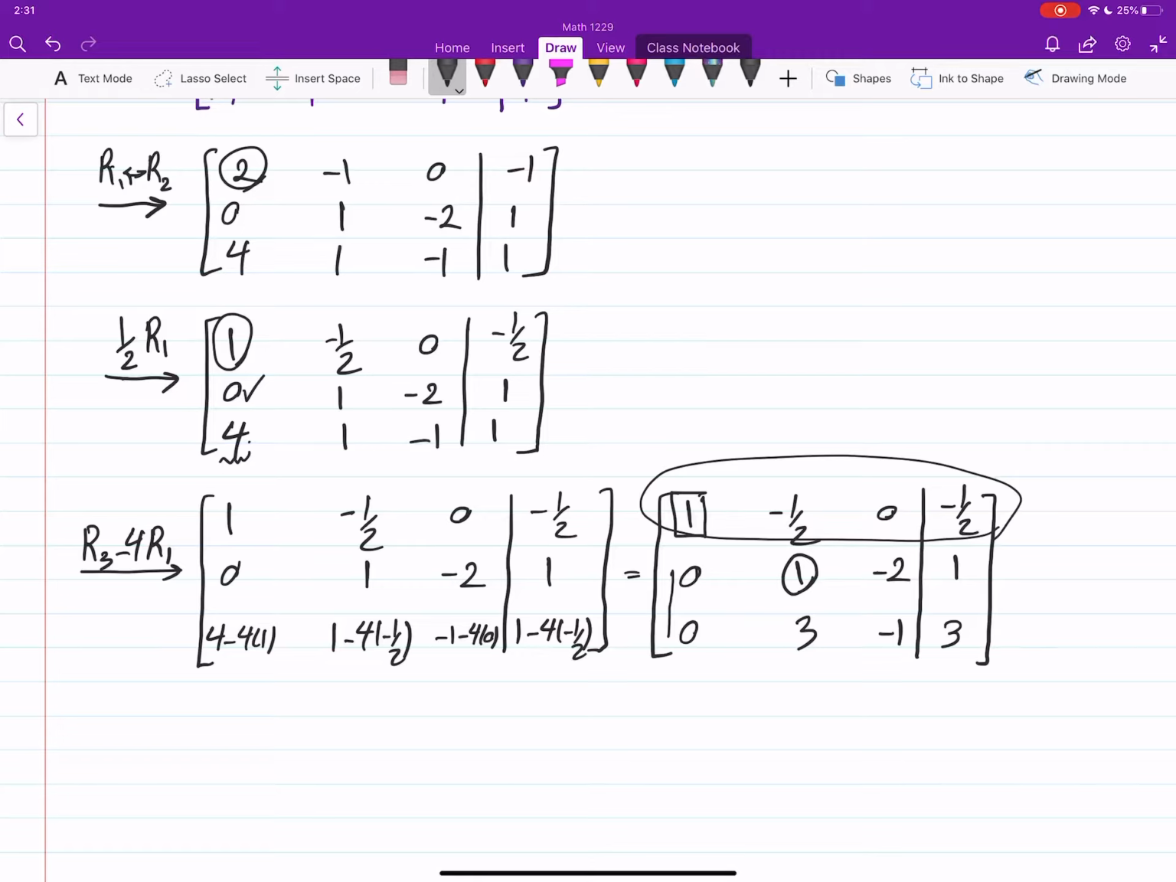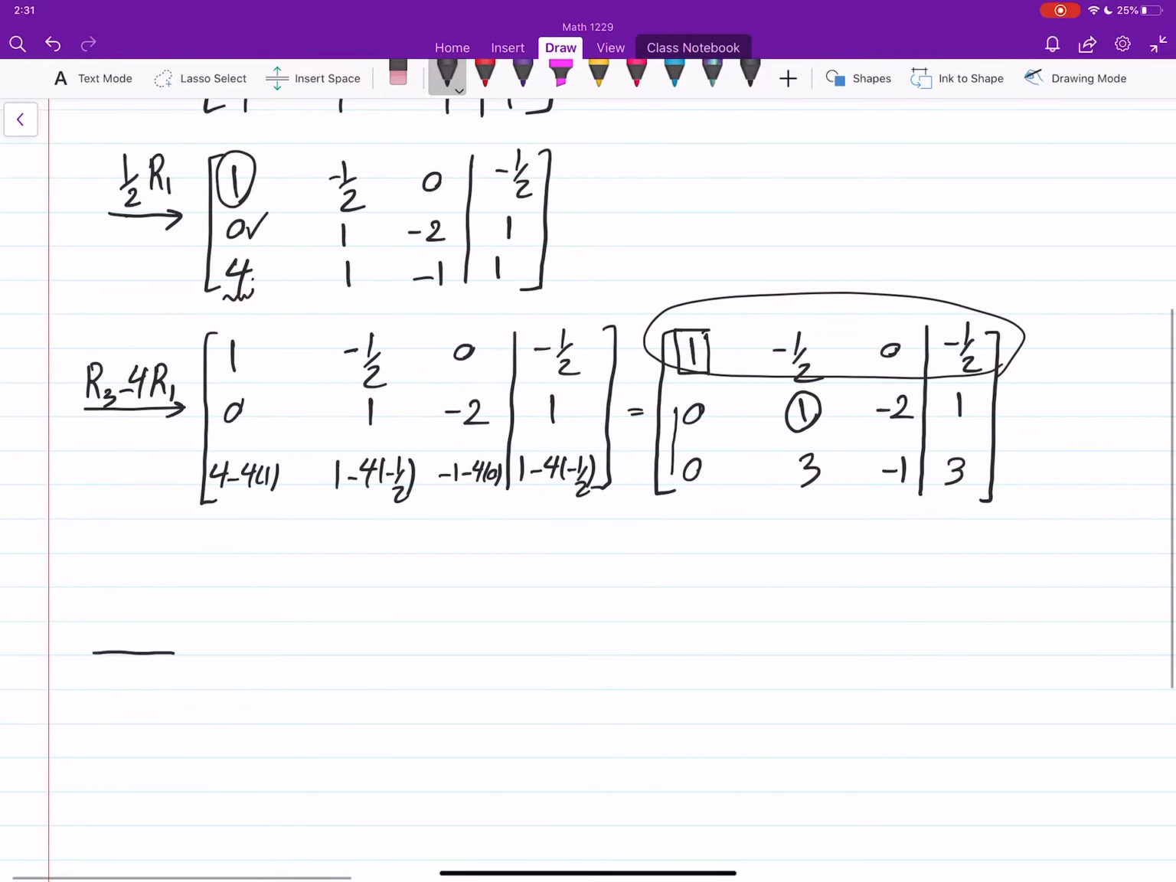Turn it to 1. Well, it is already 1. I don't need to turn it to 1. Then reduce the column using the 1. So we have to use that one to make these two entries 0. How do we do these? Okay, for this -1/2, negative of -1/2 is 1/2, multiplied to the row with the leading one, this is R2, and added to its row, which is row 1.